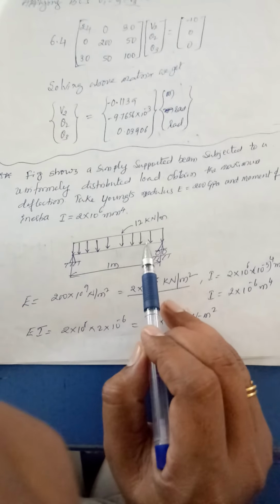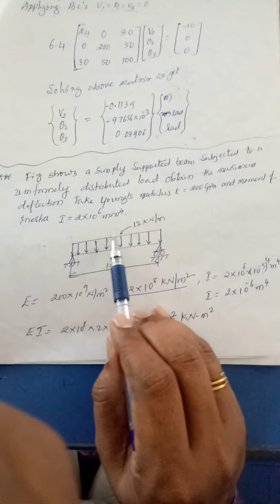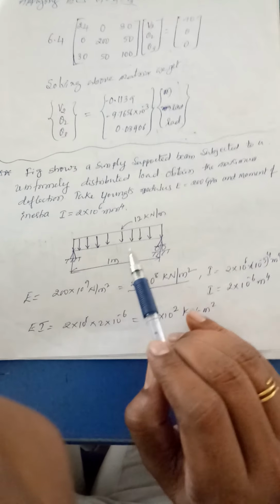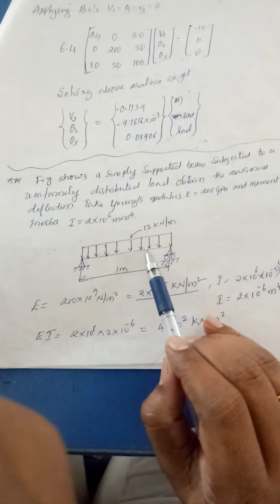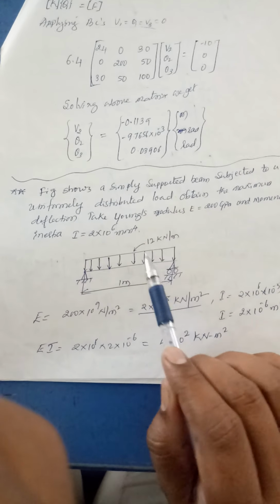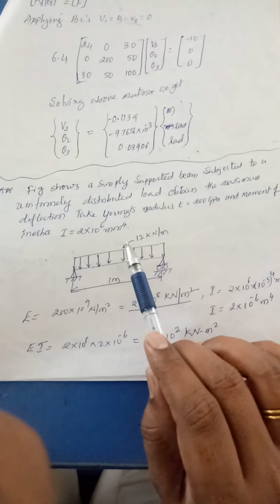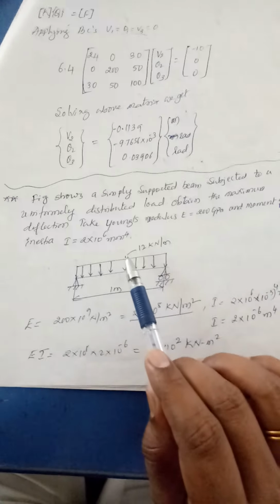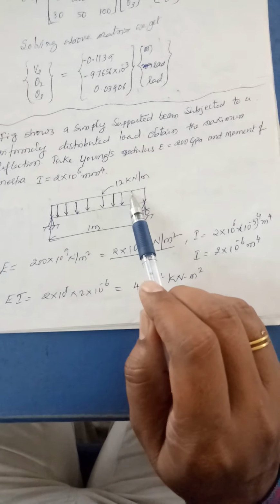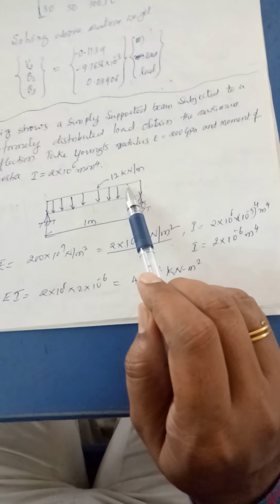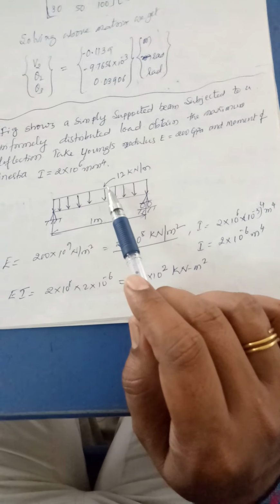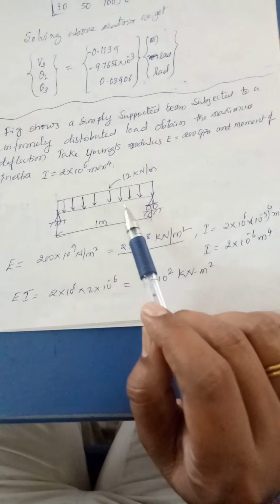Here this is also a beam only, but it is subjected to a uniformly distributed load. The length of the beam is given as 1 meter, and they have not divided it into two elements. You have to consider a single element of the beam and determine the maximum deflection, right? What is the difference between point load and uniformly distributed load? You know it well. This UDL has to be converted into a single load so that you can solve this problem easily.